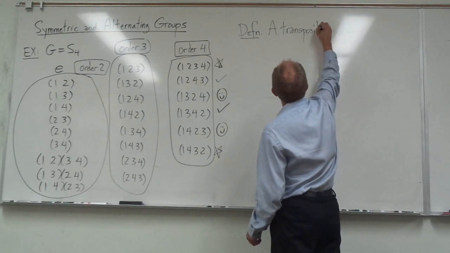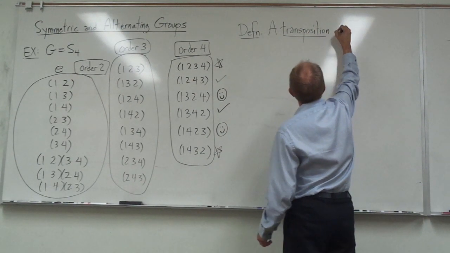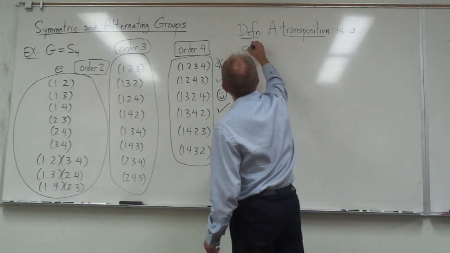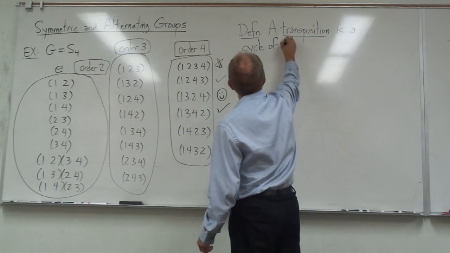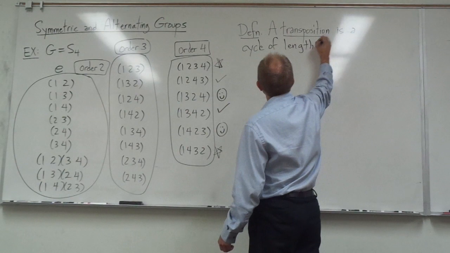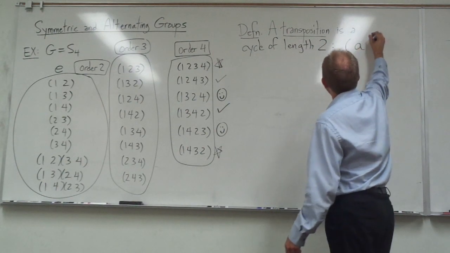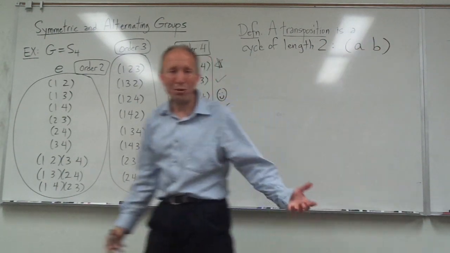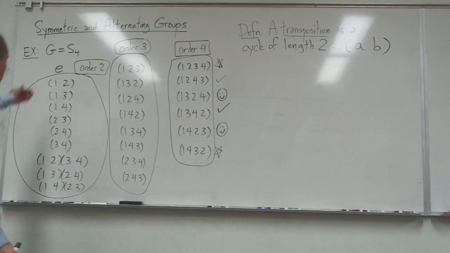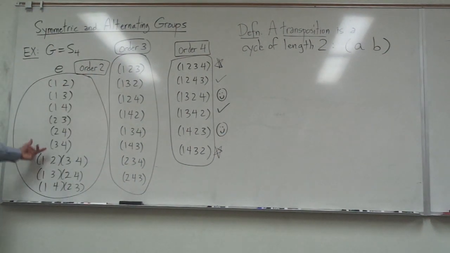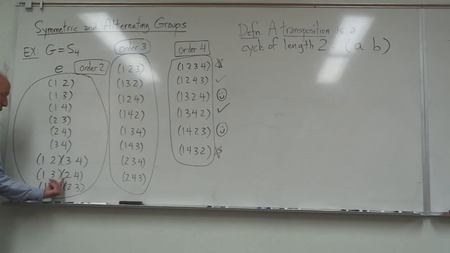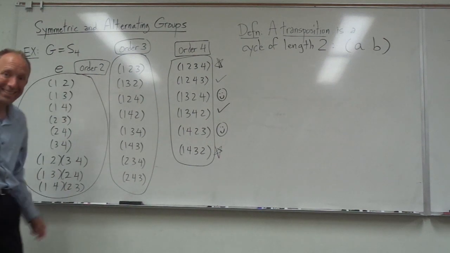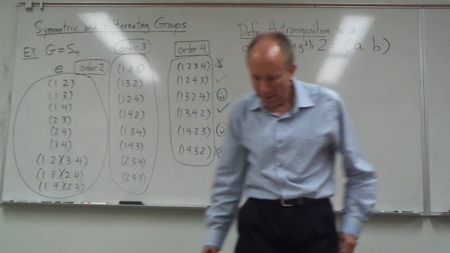A transposition is a cycle of length 2. So it's just going to look like that kind of notation. It's just a cycle of length 2. So I've got some transpositions here. Here I have products of 2 disjoint transpositions. Okay, so we have that.